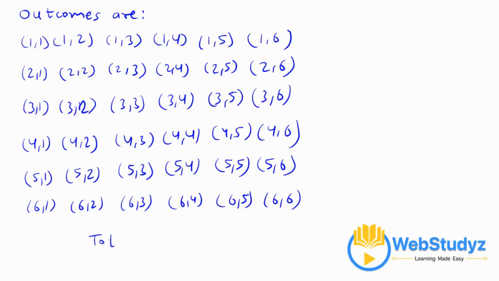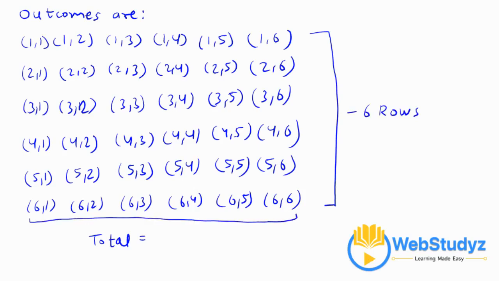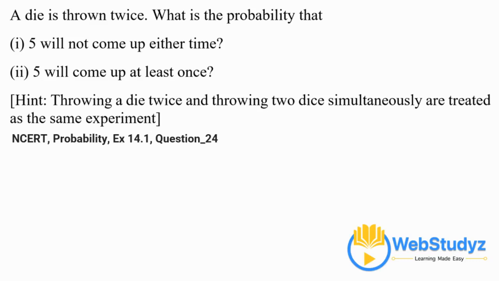So the total outcomes will be, this is having 6 rows and the number of columns is also 6. That means the total outcomes will be 6 into 6, which comes out to be 36. Now the first question is 5 will not come up either time.